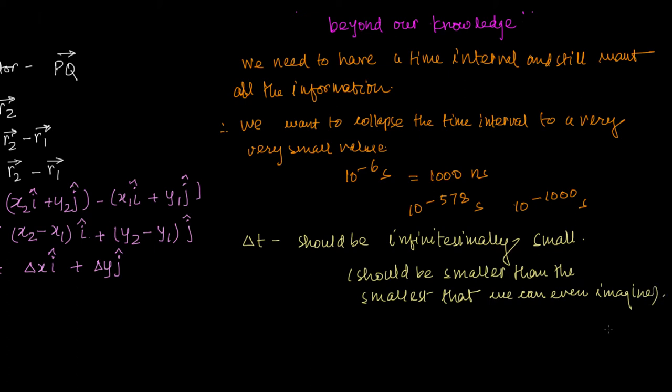Right? And how do I denote it? Because now if I say 10 to the power minus 1 billion, it'll become less than that. So how do I represent it? We represent it by delta t tending to 0. This is represented by the symbol tending to 0.